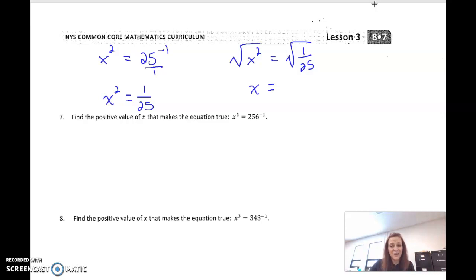If you can't figure that out, here's a hint. Take the square root of the top and the square root of the bottom. What number times itself equals 1? 1. What number times itself equals 25?